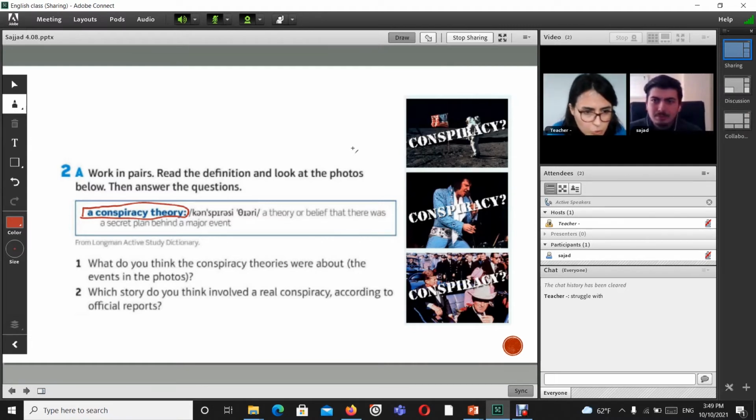Do we want to talk about this? What do you think the conspiracy theories were about? This is interesting. Do you know? In the first picture, what was the news in the first picture? NASA going to the moon. Do you know any? So many conspiracy theories. Okay. So what are the conspiracy theories behind it?